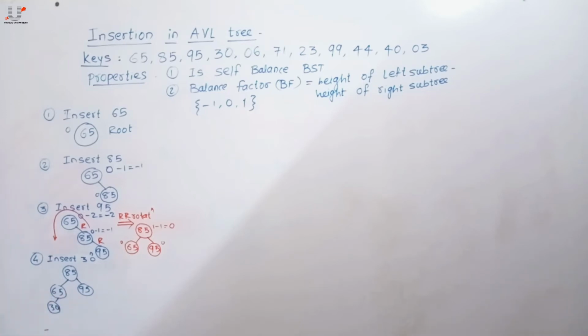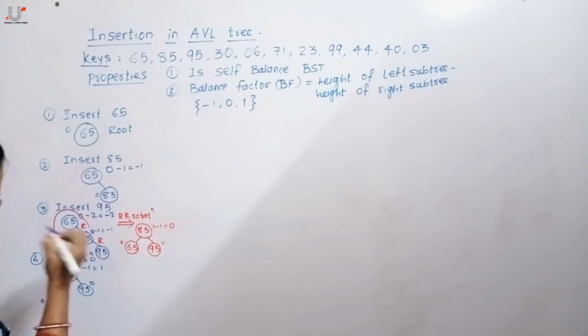After adding 30, check the balance factor. Balance factor for a leaf node is 0. Then the balance factor for 65: height of left subtree 1 minus nothing is present to the right of 65, so 1 minus 0, the balance factor is 1. For 85, height of left subtree is 2 minus height of right subtree, which is 1. So 2 minus 1, the balance factor is 1. That means the tree is still a balanced tree.